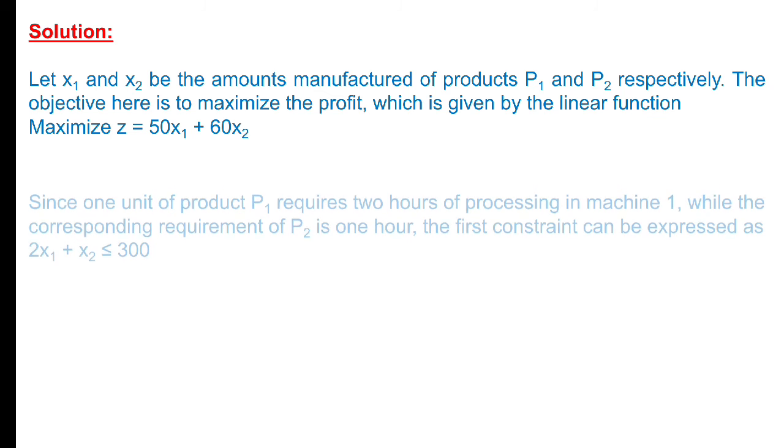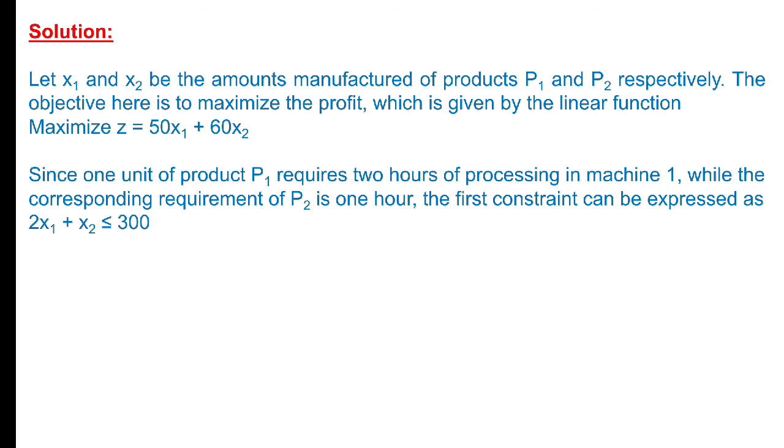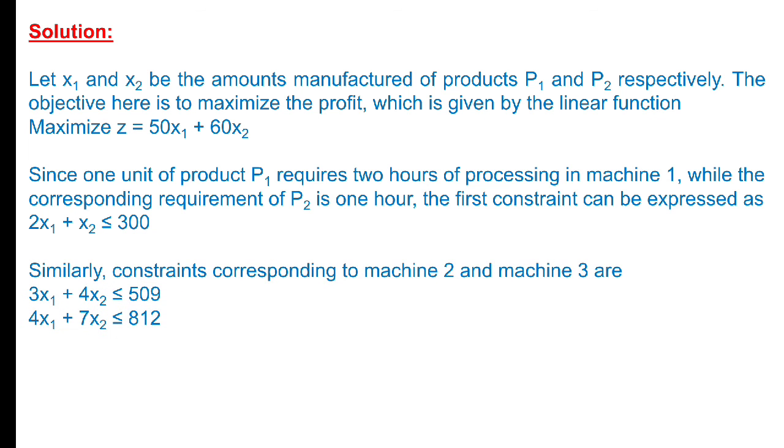Since one unit of product P1 requires 2 hours of processing in machine 1, while the corresponding requirement of P2 is 1 hour, the first constraint can be, as previous slides explained, in the same way, 2x1 plus x2, available time is 300. Similarly, we can constrain the other two machines 2 and 3 in that form. All will be less than or equal to, within the available time they should use. They should not go beyond that time. That's why we are using less than or equal to. This is the way we need to convert into inequalities.